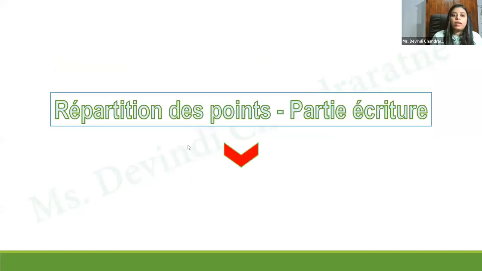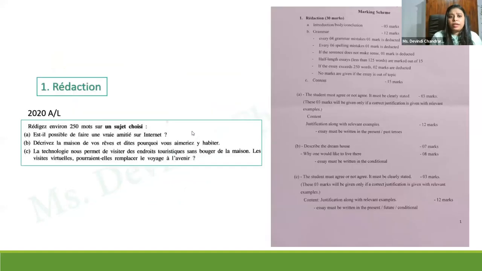Okay, then I'm going on to the marking schemes, right? I have chosen the 2020 A-level paper, last year's paper. So the first one, the essay question. You have to write an essay of about 250 words by choosing one of these questions, right?